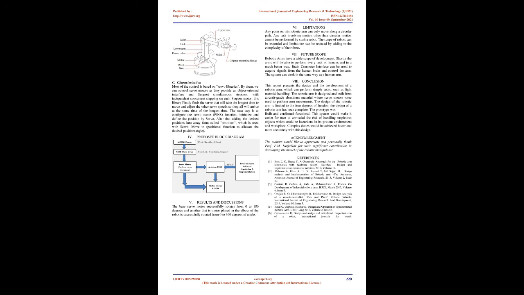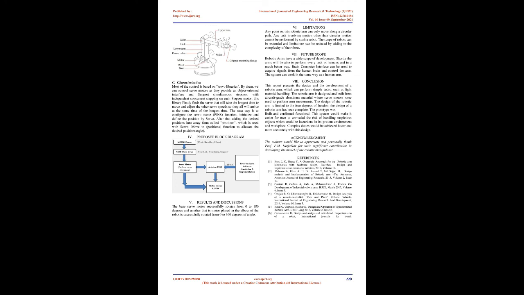Future scope. Robotic arms have a wide scope of development. Shortly the arms will be able to perform every task as humans and in a much better way. Brain-computer interface can be used to acquire signals from the human brain and control the arm. The system can work in the same way as a human arm.